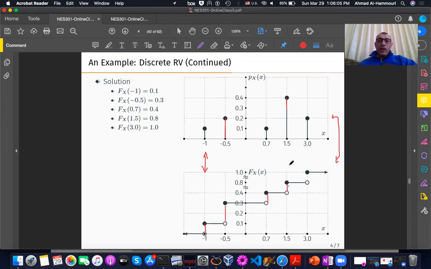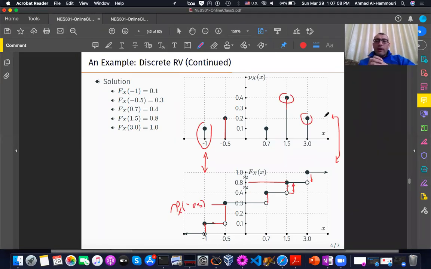Exactly. Now, the height of each step: the height of this step is 0.3 minus 0.1, which is P of X at minus 0.5. The height is measured from the previous step, not from zero. For this step, the height from the previous step is 0.8 minus 0.4, which is 0.4. For this step, the height is 1 minus 0.8, which is 0.2. Okay.